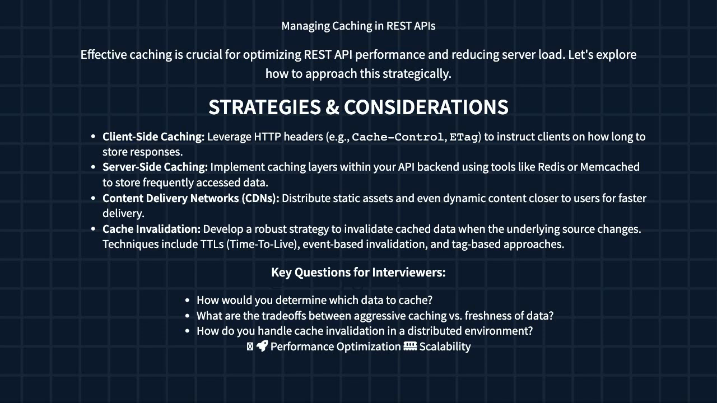We can do this at the client side with things like setting cache control headers to tell browsers how long to store data, or at the server side using tools like Redis or Memcached to quickly serve frequently requested information. CDNs are also a great option for distributing content closer to users. And of course, you need a strategy to make sure your cache stays up to date. That's where things like TTL and invalidation strategies come in.